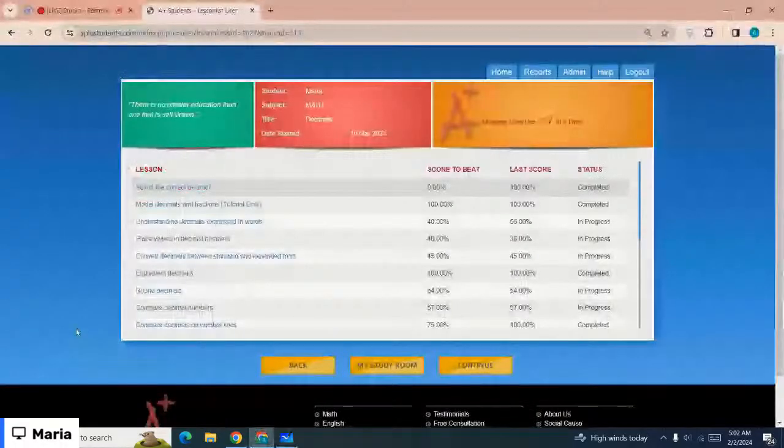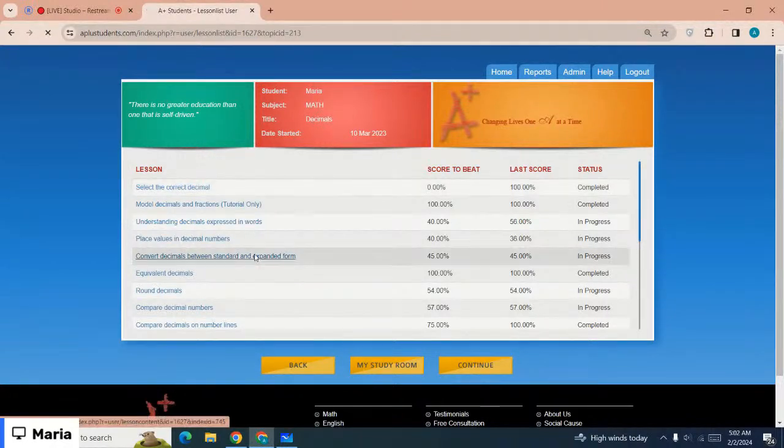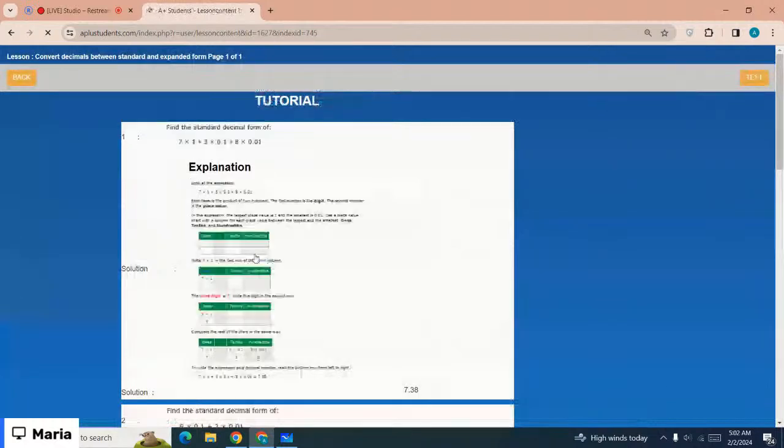Here I'm on grade 5 math. The chapter we're working on is decimals. Let's start with the first one, convert decimals between standard and expanded form. The first one is: find the standard form of 7 times 1 plus 3 times 0.1 plus 8 times 0.01. So you can put them on their decimal places.